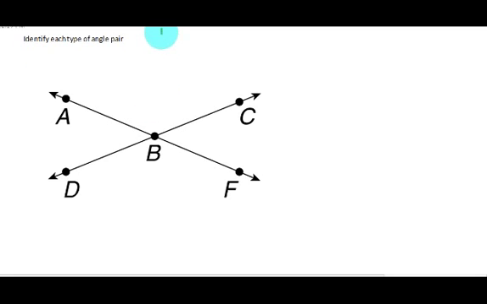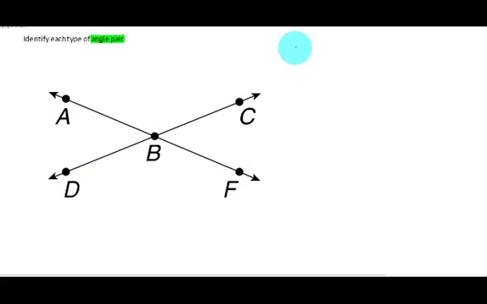Okay guys, in this next problem we're asked to identify each type of angle pair. And we have quite a few here. And it looks like we have some intersecting lines here. So let's go ahead and think about those angle pairs that are created when you have intersecting lines.